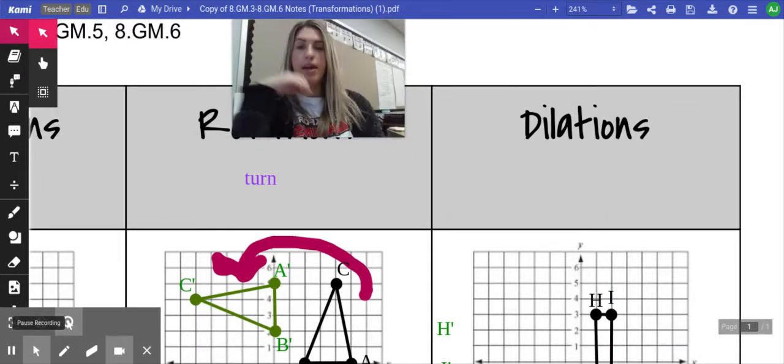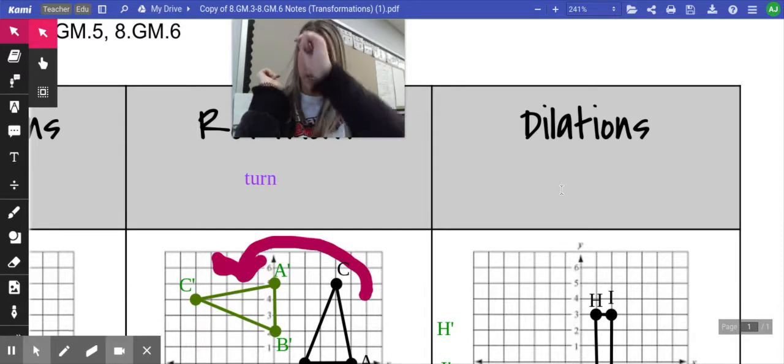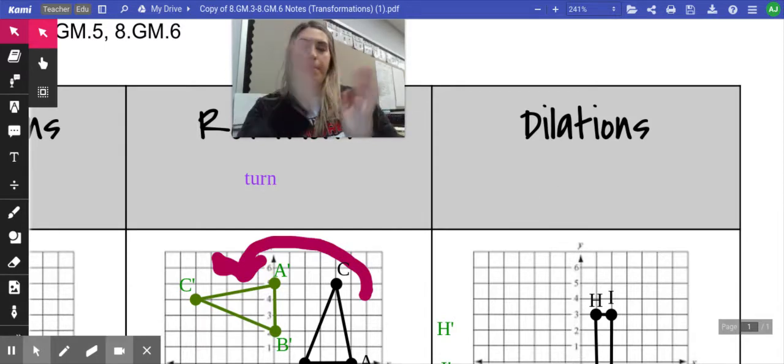Alrighty, we're moving on today talking about dilations. This is the last type of transformation that we're going to talk about. We're going to finish up today. Many of you may have heard the word dilation before, or dilate, or something along those lines.